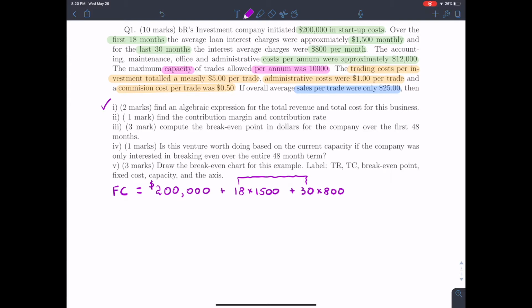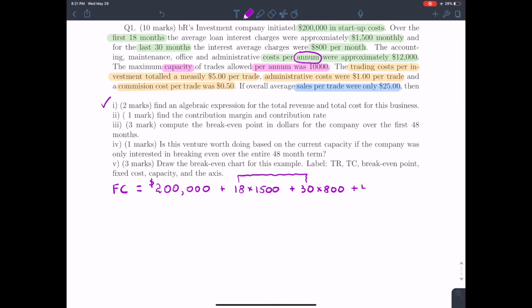Next, I see that I had these accounting, maintenance, and so on, costs of $12,000, but they are per annum. So this is per year, which means that over 4 years, I have to multiply this by 4. And that's going to now give me my total fixed costs.